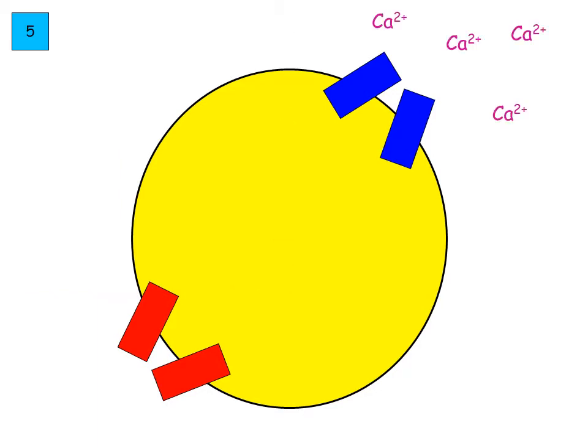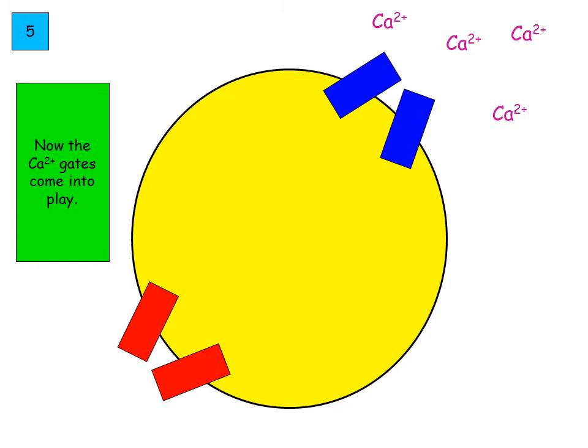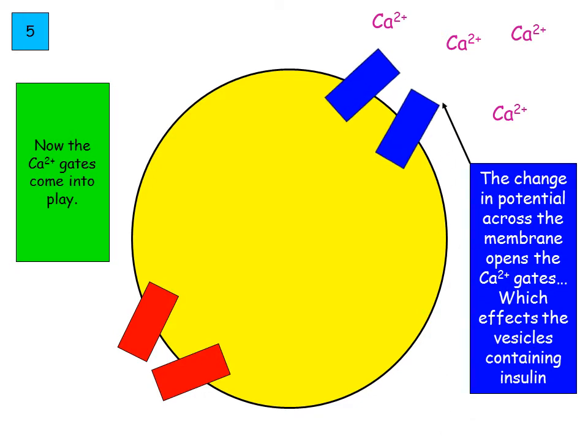Right, this change in charge affects the calcium ion channels. In fact, it triggers them to open. And when they open, the calcium ions will diffuse into the beta cell.